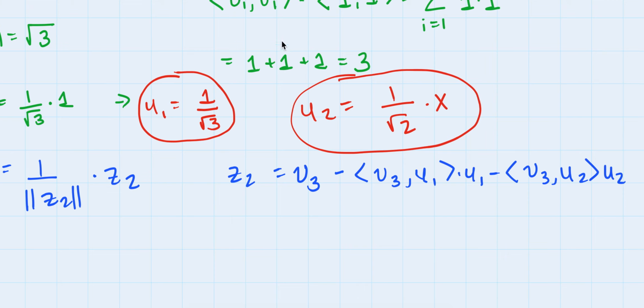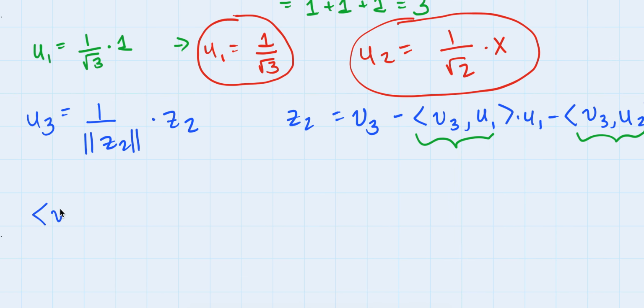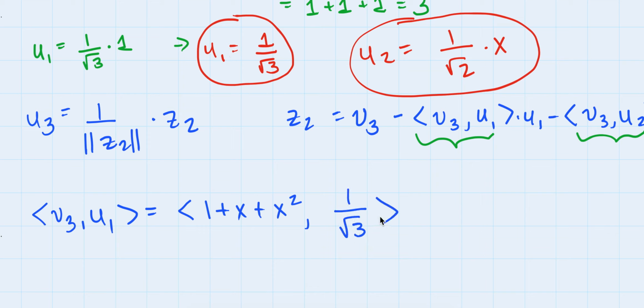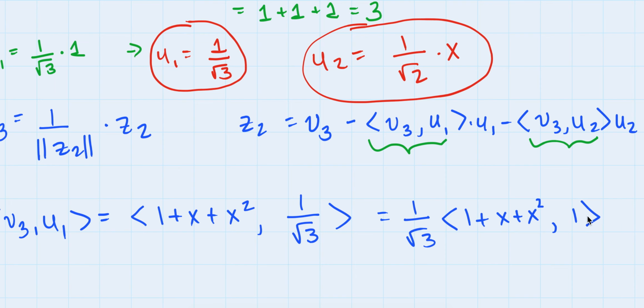So we need to figure out these 2 inner products, this one here and this one here. Let's start, I guess, with this one. I don't like how I wrote that u, I'm going to rewrite it. Okay. So what is the inner product of v3 with u1? Now you might want to recall what v3 was. It is 1 plus x squared. And u1, well, it's right here. It's 1 over the square root of 3. I'm going to take this outside and just be left with 1 in here. So this is 1 over root 3, the inner product of 1 plus x squared with 1.